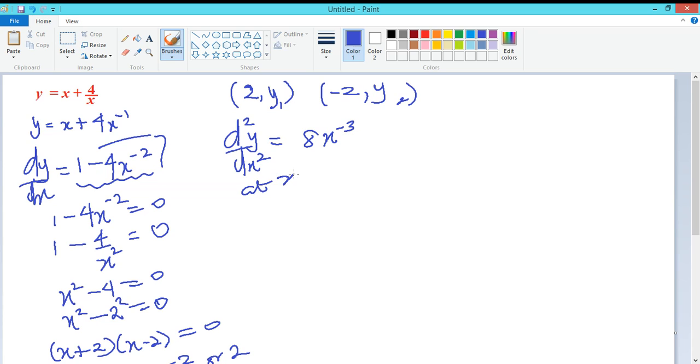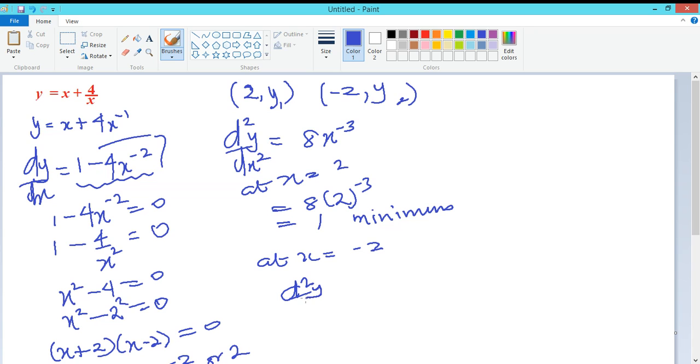Then at x is equal to 2, I'll have 2 raised to the power negative 3. That'll give me plus 1. And if it's plus 1, then it's what? Minimum. Then at x is equal to negative 2, d squared y over dx squared will be equal to 8 times negative 2 raised to the power negative 3. And that'll give me negative 1. And that is maximum.